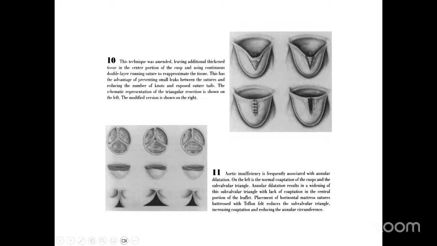Annular dilatation results in a widening of this subvalvular triangle with lack of coaptation in the central portion of the leaflets. So placement of horizontal mattress sutures buttressed with Teflon felt reduces the subvalvular triangle, increases coaptation, and reduces the annular circumference.